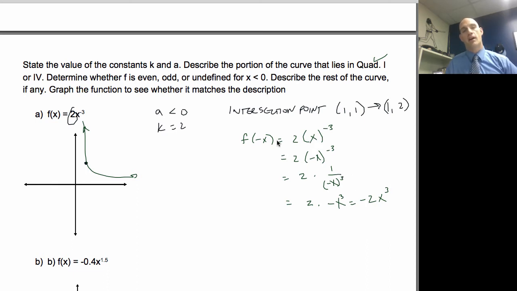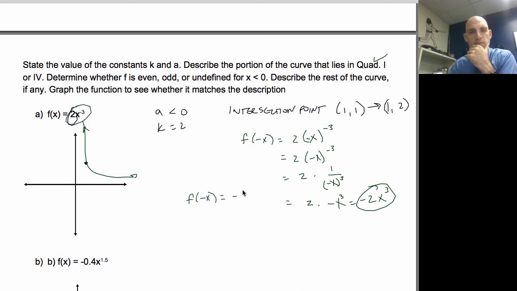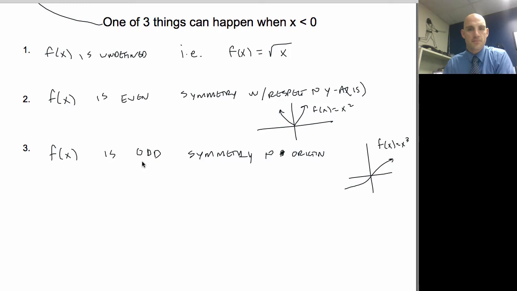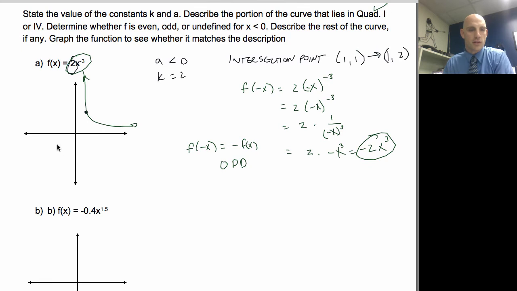You're probably wondering what I'm doing. So here I am, I'm doing f of negative x, and so I plug negative x in here. Well, it's negative x to a negative third power. That's kind of confusing. So I converted to a fraction where it becomes a positive power on the bottom. So it's 2 times 1 over negative x cubed. And negative x cubed is negative x cubed. So if I compare this to my original, then f of negative x is equal to negative f of x, which means it's odd. And if it's odd, it has symmetry to the origin. So the other part is going to be in the third quadrant like this.